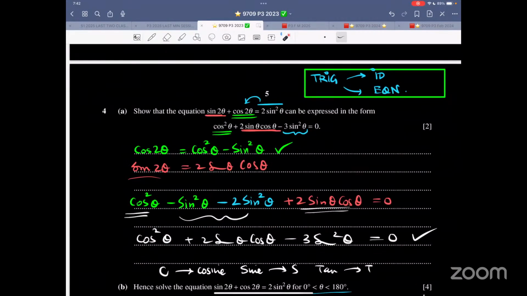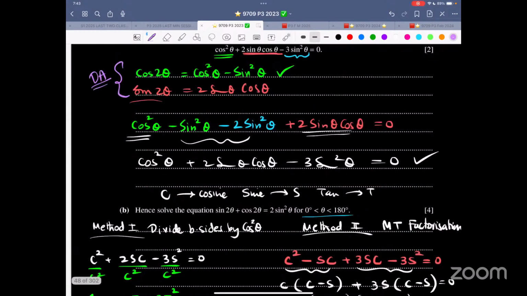Question number 4, it says show that the equation can be written in the form this. So now sine 2 theta, you break it up, that is 2 sine theta cos theta. This is an application of the double angle formula. And cos 2 theta, there are 3 formats. I chose the first one, that is cos square minus sine square, because I need a cos square over here. I need a sine square over here.